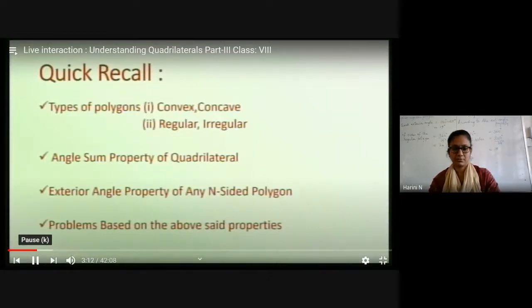Then we moved on to the angle sum property of quadrilaterals, which we verified using various activities. Then we switched over to the exterior angle property of any n-sided polygon, which Sarita ji did for you in the last part of this chapter. Later on, she also solved problems based on these two properties. So I think you would be clear with all this, done in two parts so far.